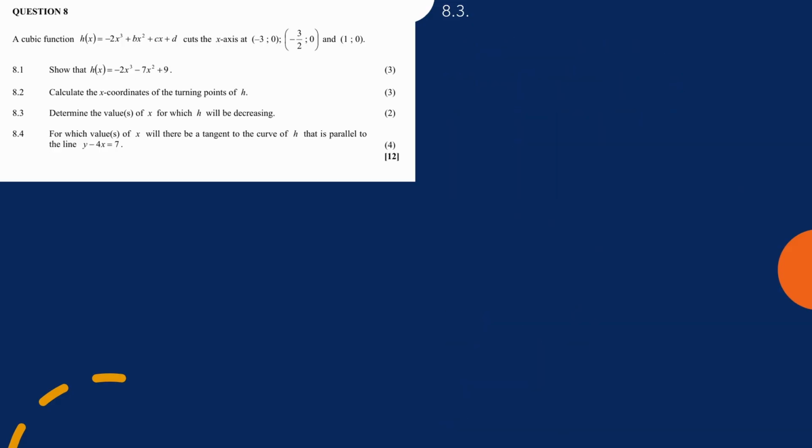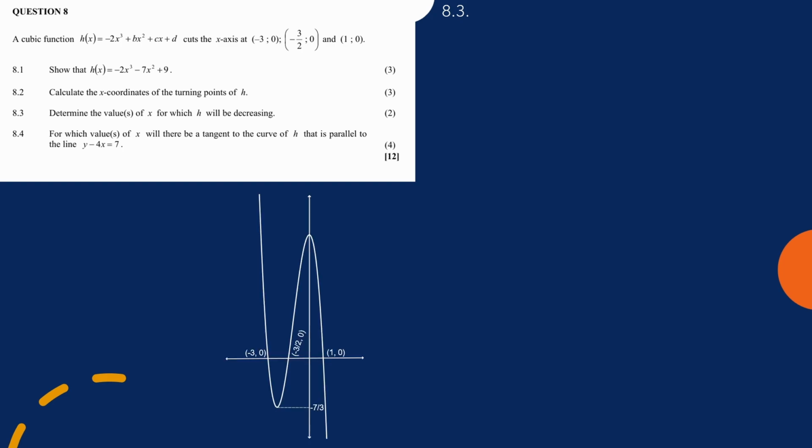Moving on to 8.3. Determine the values of x for which h will be decreasing. First, I need to draw a sketch. It doesn't have to be very accurate, because I know that my a is negative, and hence my graph will start at the top left corner going to the bottom right corner, as you can see on my sketch that I've shown you there. And I know that the far left coordinate is (negative 3, 0), and the middle coordinate is (negative 3 over 2, 0), and the far right coordinate is (1, 0), as you can see.